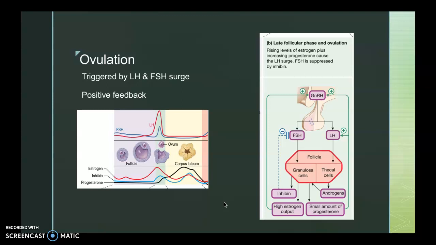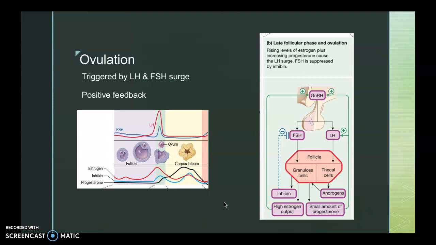So ovulation is triggered by LH and FSH surges. We can see this in the right-hand picture, that there is actually a huge surge of both gonadotropins and also hormones. We see estrogen increases, and then we also see inhibin increase, and we start to see the rise of progesterone, and all of these are happening during ovulation.